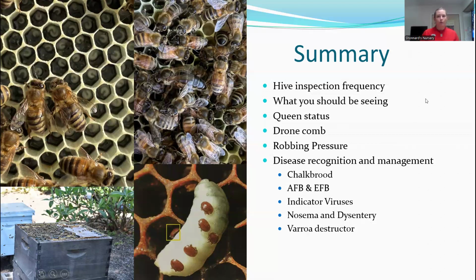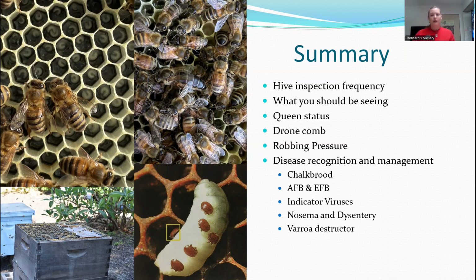So basic summary of what we're going to go over today. We're going to look at hive inspection frequency. How often should you be in? What should you be seeing? We're going to look at queen status, not necessarily finding the queen herself, but understanding how the queen is doing without actually finding her. We're going to be discussing drone comb, benefits of removing drone comb, observing drone comb, and using whole drone frames. We'll be looking at robbing pressure from honeybees and other sources.